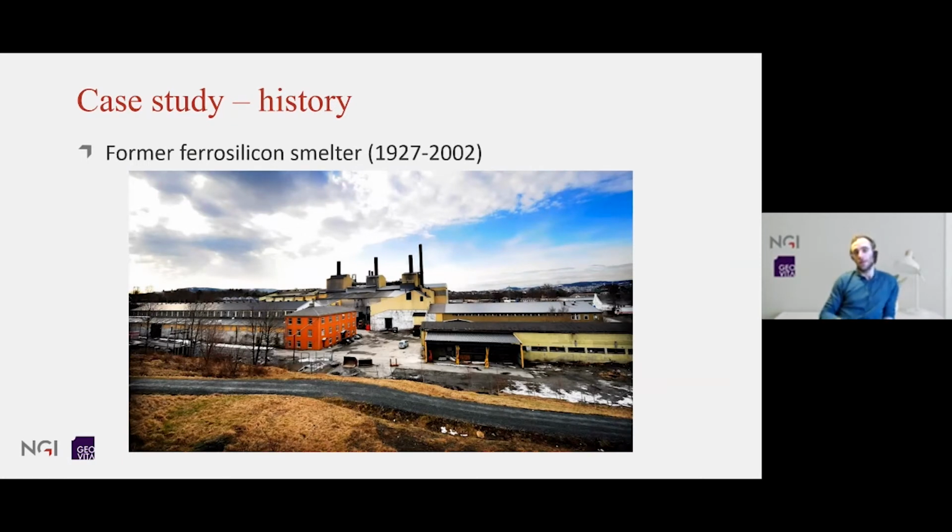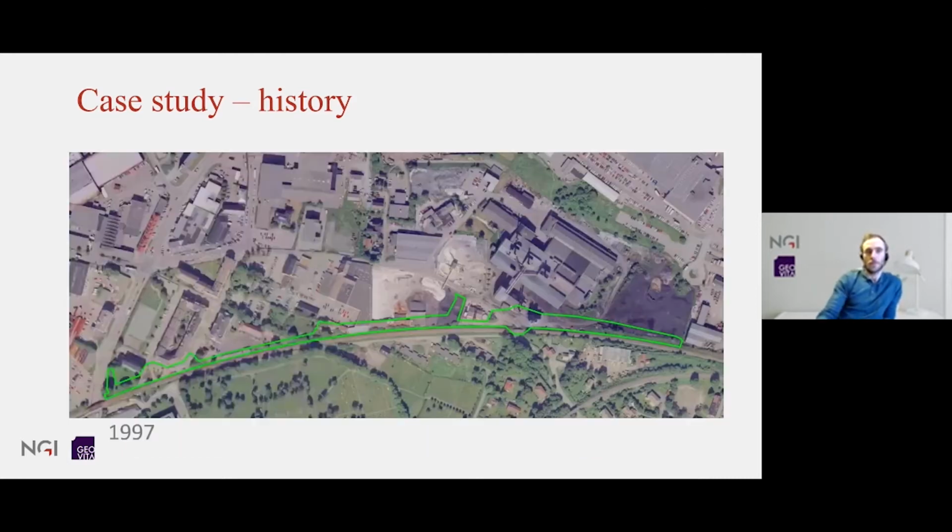The area where the bicycle path and walkway will pass through is the former ferrosilicon smelter that was active from 1927 to 2002. So if we look here at the area, we have the green line mine, and in the upper right part of the aerial photo, you can see the ferrosilicon smelter.